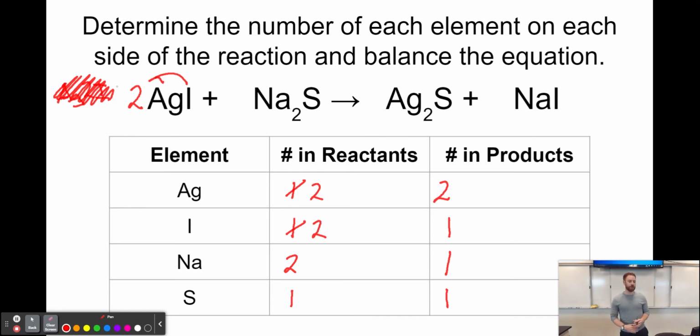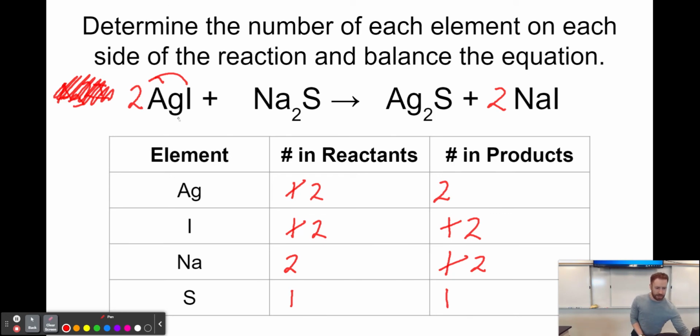Okay, so now silvers are balanced on both sides, but we put the iodines out of balance. So we need more iodine and we need more sodium on the product side. And we can do that both at the same time. So if we put a 2 over here, that's going to increase the number of sodiums to 2 and the number of iodines to 2 on the product side. And now everything is balanced. We have the same number of atoms of all of the different elements in the reactants and in the products.